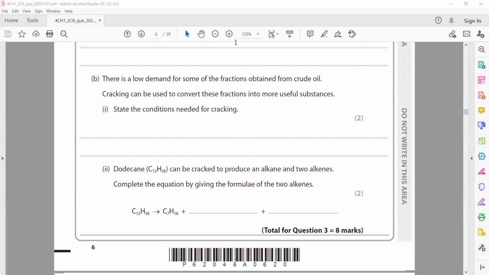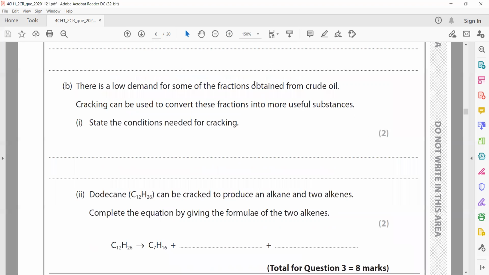There is a low demand of some of the fractions obtained from crude oil. Cracking can be used to convert these fractions into more useful ones. State the condition needed for cracking. So what we need to crack is a catalyst and a high temperature. They're asking for conditions: we need a catalyst and we need high temperature.